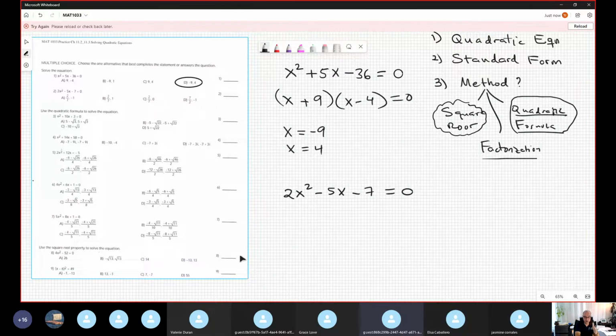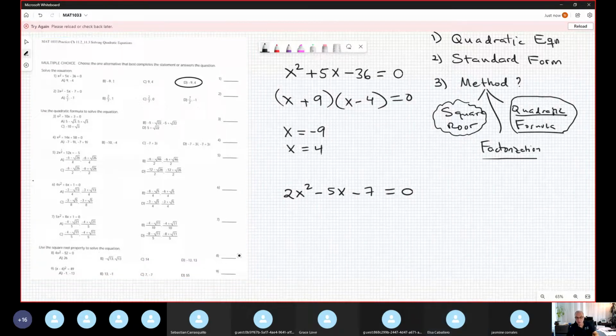Yes. Do you understand the decision that I need to take? Quadratic formula or factorization of this trinomial? Come on, help me to make a decision. Nobody? Come on. Quadratic formula.